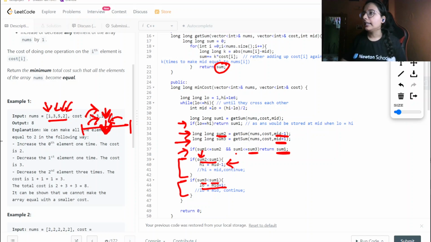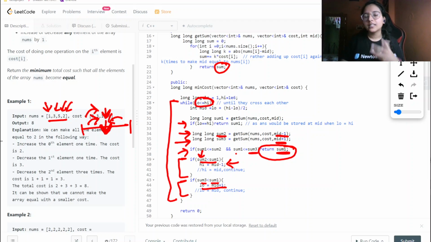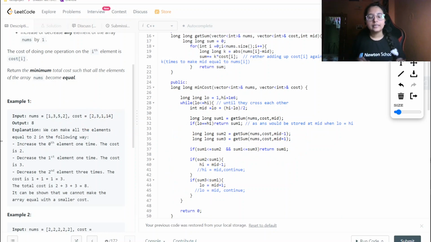This whole thing is running in this particular while loop, so it would be repeated until we get the final answer, because we have put our return statements here only. The way I'm doing this, my answer would be returned in the middle element, and that middle element answer I'm getting from sum 1. That's why I'm returning sum 1, and if nothing is there, at the last I will be returning 0 as the answer. So this was all for this particular question.